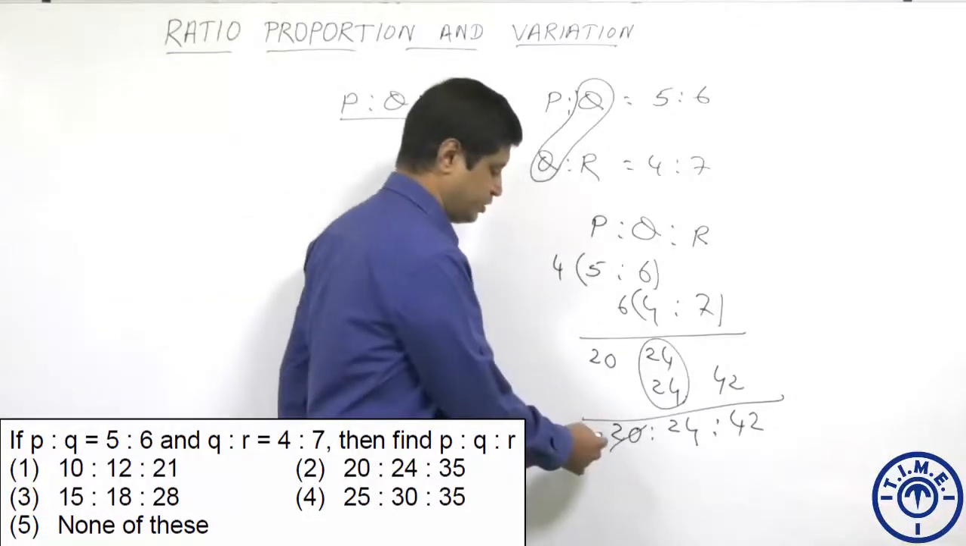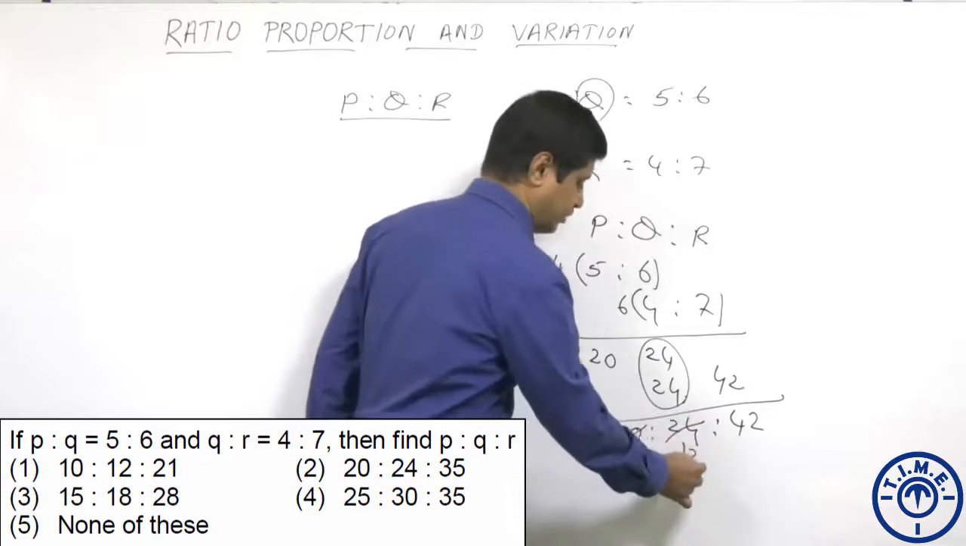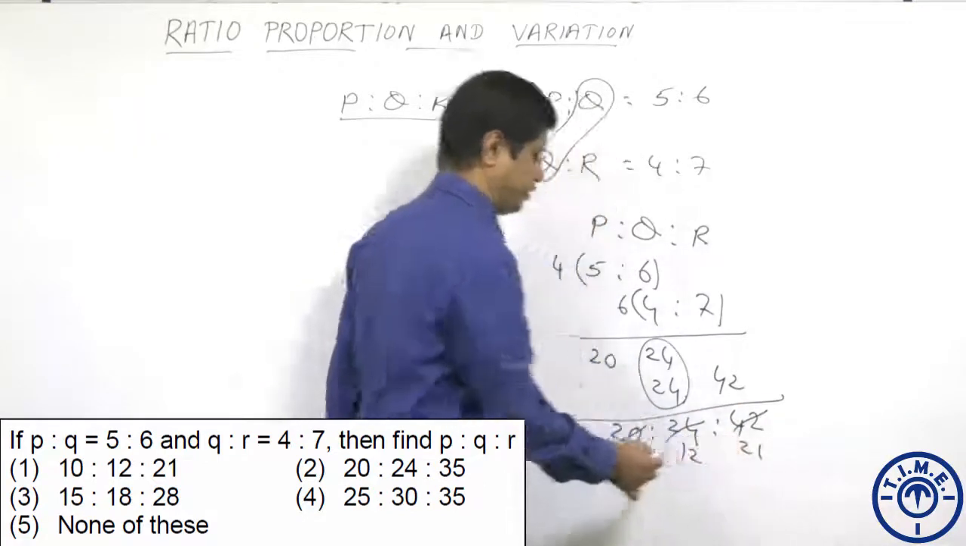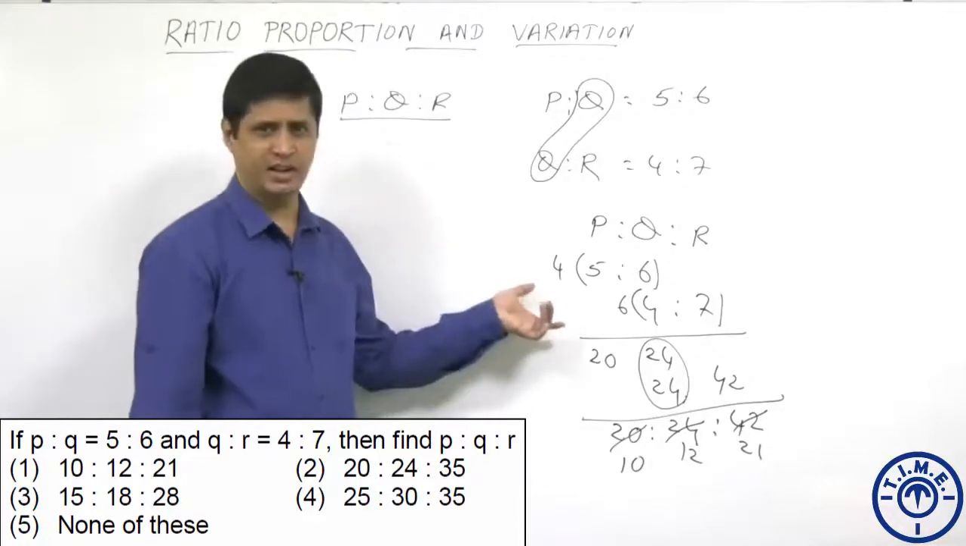Now, simplifying with 2, it goes how many times? 2 10 times, 2 12 times and 2 21 times. What is the ratio? 10 is to 12 is to 21. This is a general concept.